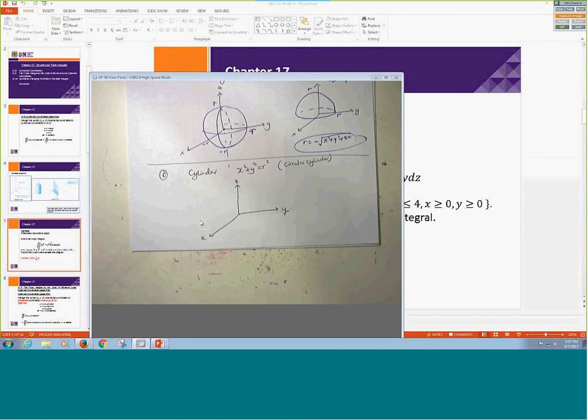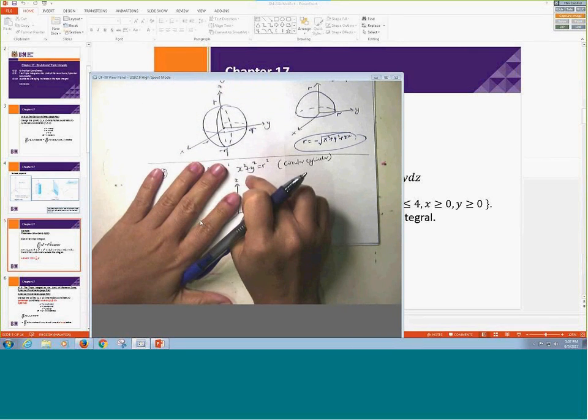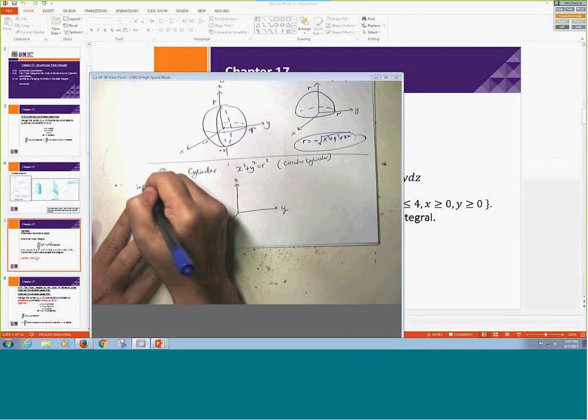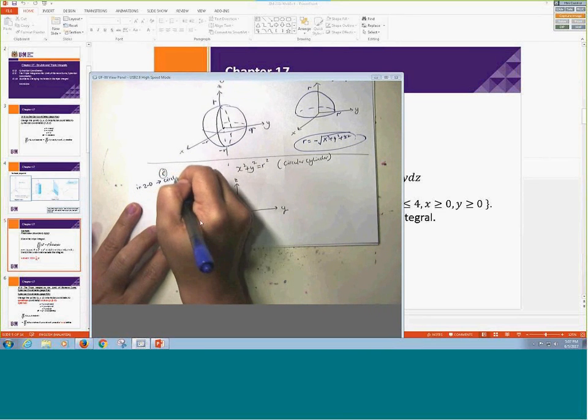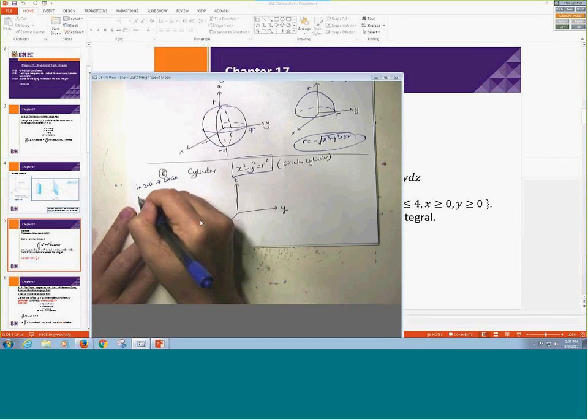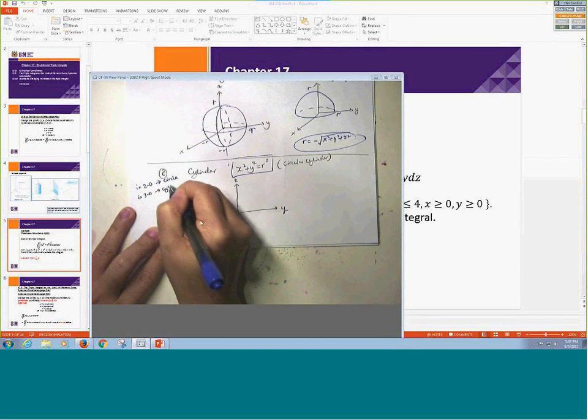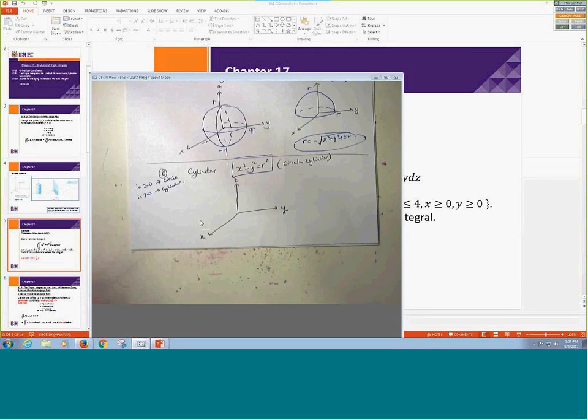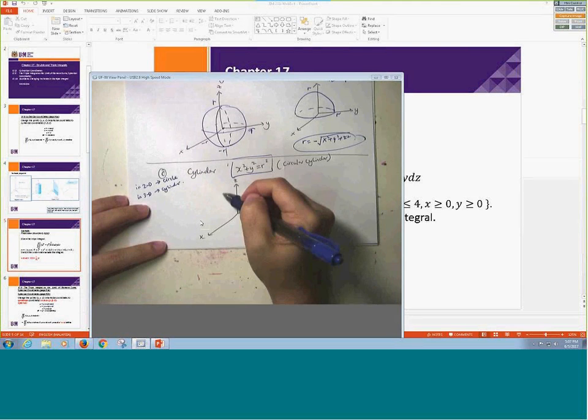The other one is the cylinder. You will notice that if these equations are in 2D, they represent the circle. The same equations in 3D represent the cylinder. So you must be careful when you look at this, whether it is in 2D or 3D. If in 2D, it's a circle with radius r. If it is a cylinder, it is a cylinder with the radius r.